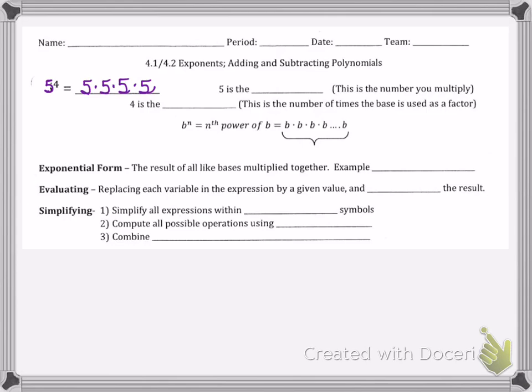Just a reminder of some of this vocab. 5 is called the base. This is the number you multiply. 4 is the exponent. This is the number of times the base is used as a factor. And this is our generic kind of formula here.